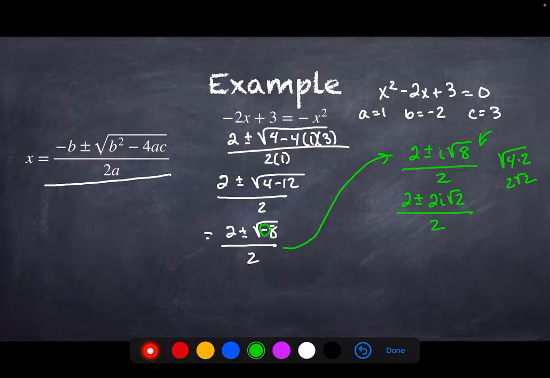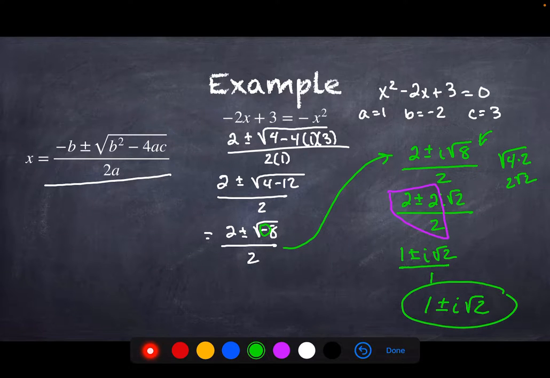Now I'm looking for what I can simplify. In terms of what I can simplify here, you may have been taught before to think of the chip, to think about simplifying these three numbers here. So I can divide all of those by 2, which is going to give me 1 plus or minus i radical 2 over 1. I don't really need that 1, so I can leave this as 1 plus or minus i radical 2. And those are my two answers.